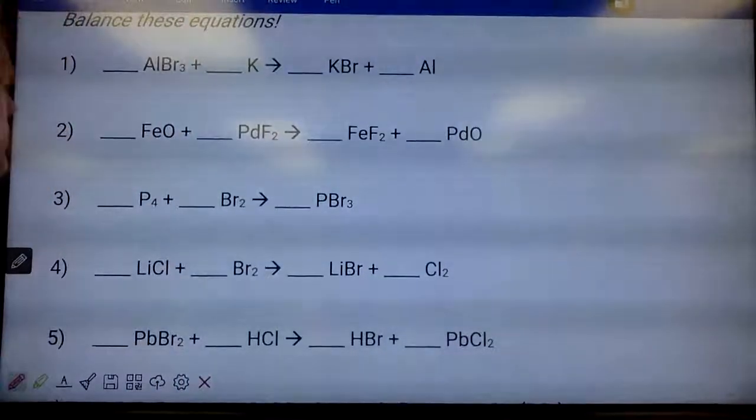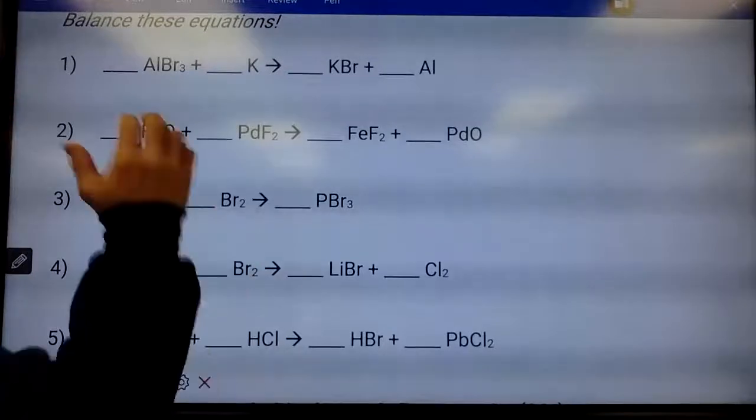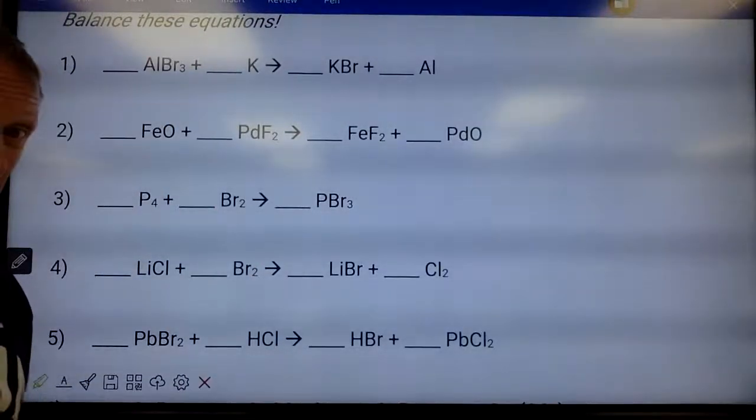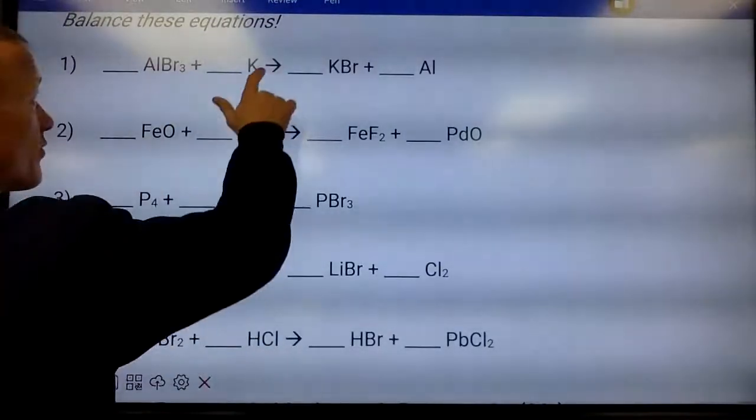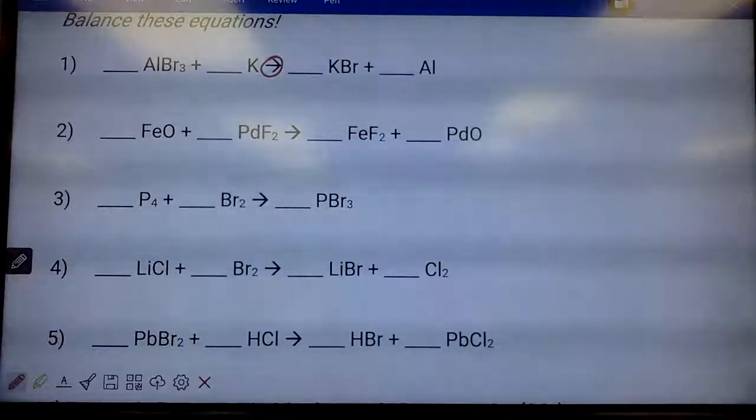Screen's a little crooked, sorry. So let's put coefficients in there. It's a lot of multiplication as you're doing this, not a whole lot of addition. So if we go here, remember that's our equal sign. Now I can start from the beginning.